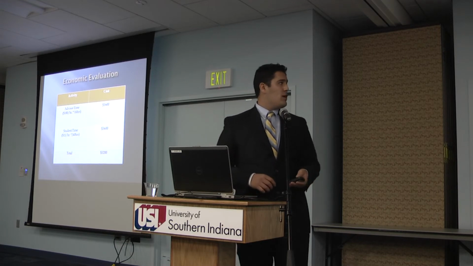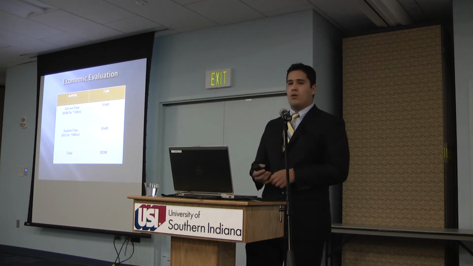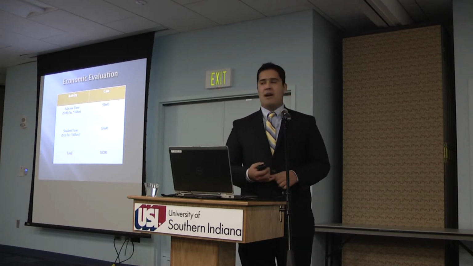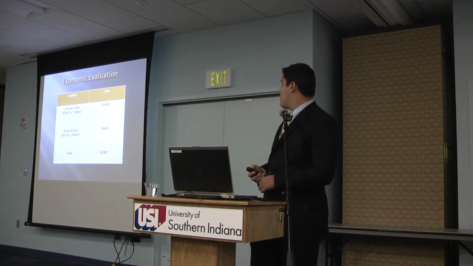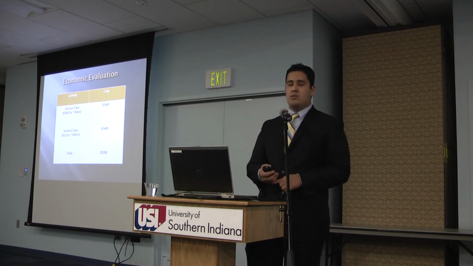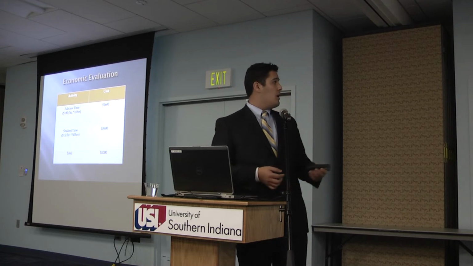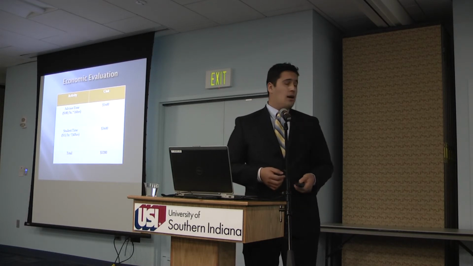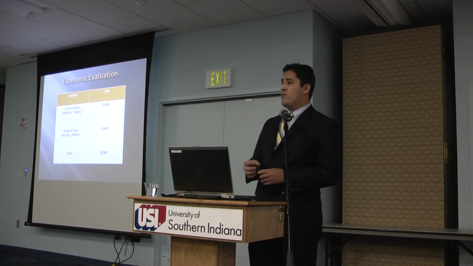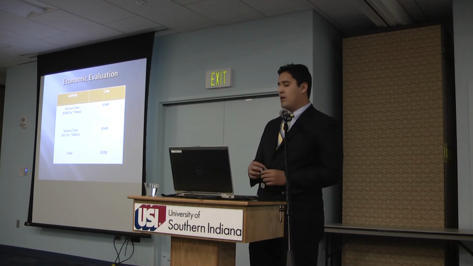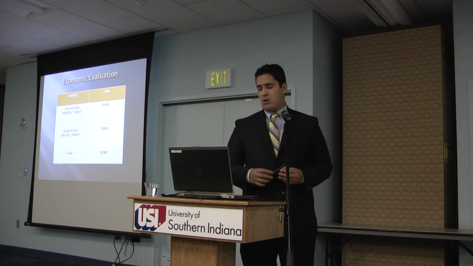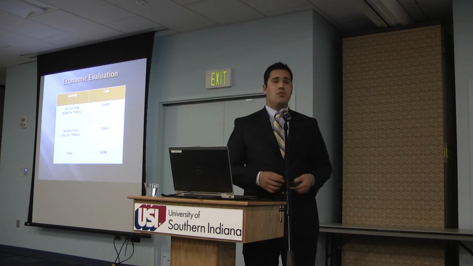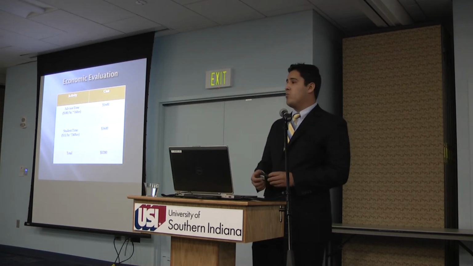So, the economic evaluation for this project: I had a 1-hour meeting with my advisor every week for 16 weeks. That gets about $1,600. For the student time, I added 240 hours worth of work at $15 an hour. We get a total of $3,600. And the total amount will be $5,200 for this whole project to be completed.